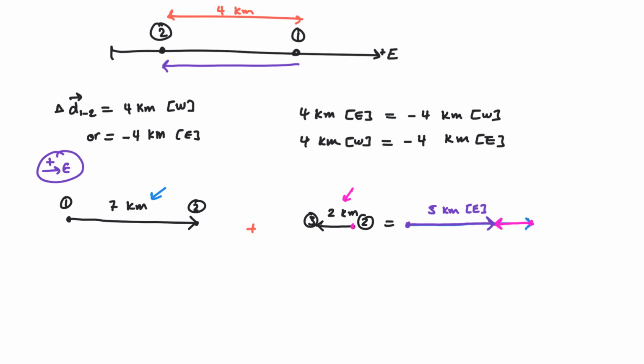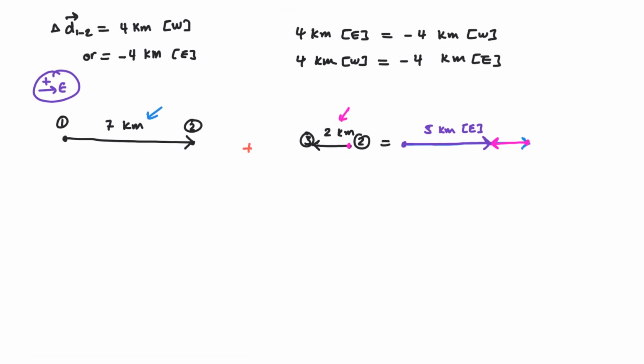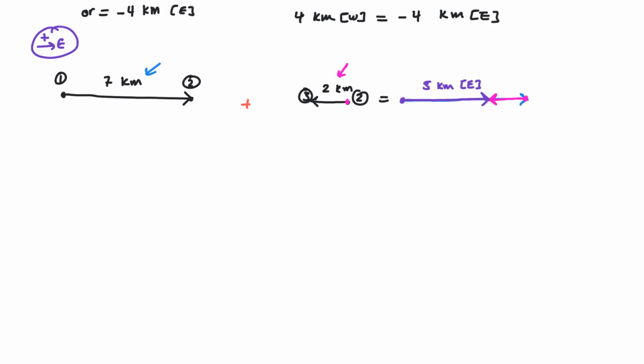Now, algebraically, I'm going to move this up a little bit. Algebraically, we can do this using two methods. The first one requires us to write all the values and all the units. So we can say that the displacement, or the change in position, from 1 to 3 is equal to the displacement from 1 to 2 plus the change in position from 2 to 3. That's not too bad. But now let's give it some values. The first one is 7 kilometers in the east direction.